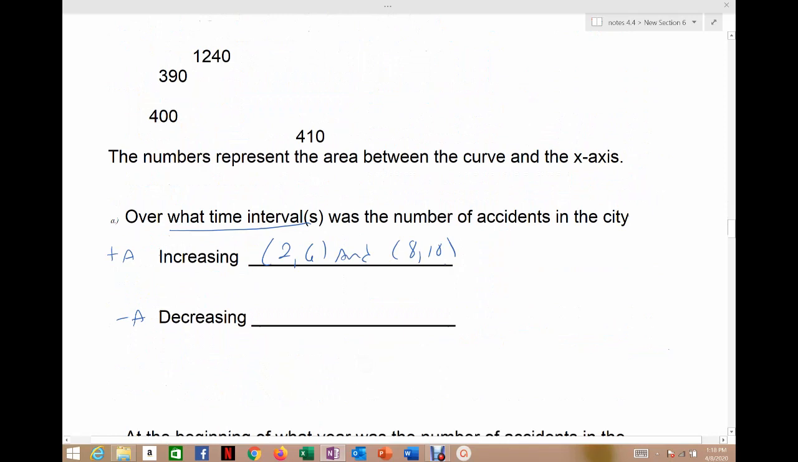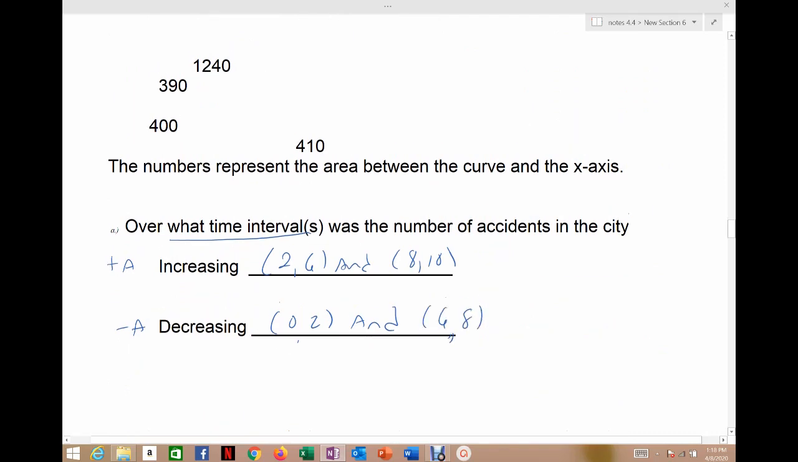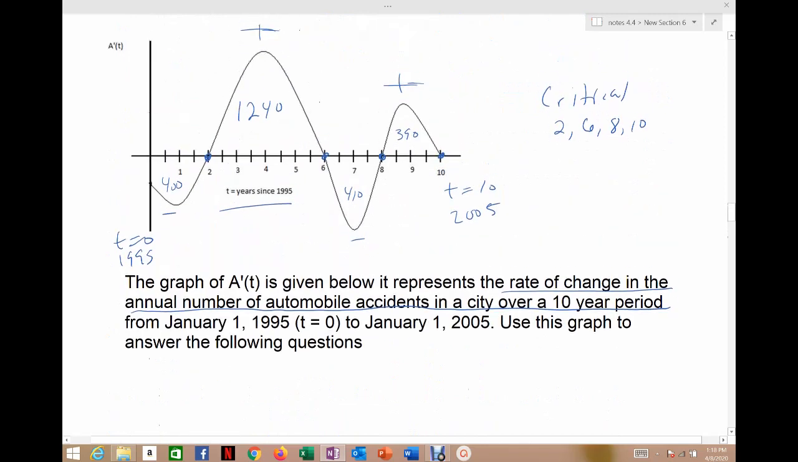Which means I'm decreasing all of the other years, which would be from 0 to 2 and from 6 to 8. I'll go look at my graph to double check that is the case. But I was decreasing from 0 to 2 and 6 to 8.